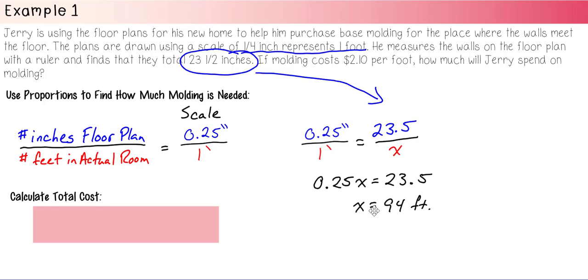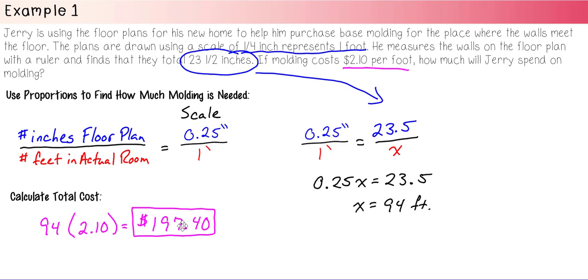So once we know how many feet of molding he will need, we can now calculate the cost using $2.10 per foot. So you just multiply the feet of 94 times $2.10. He is going to spend $197.40.